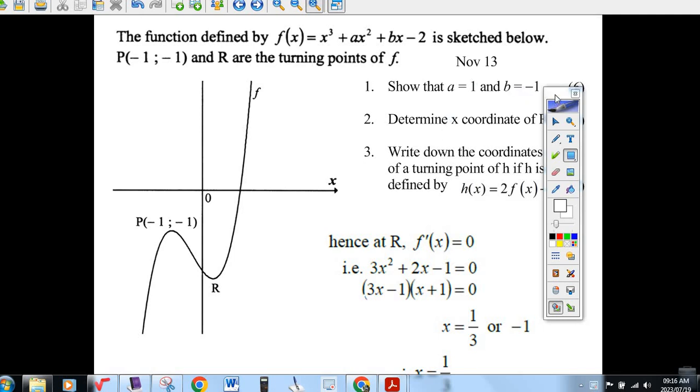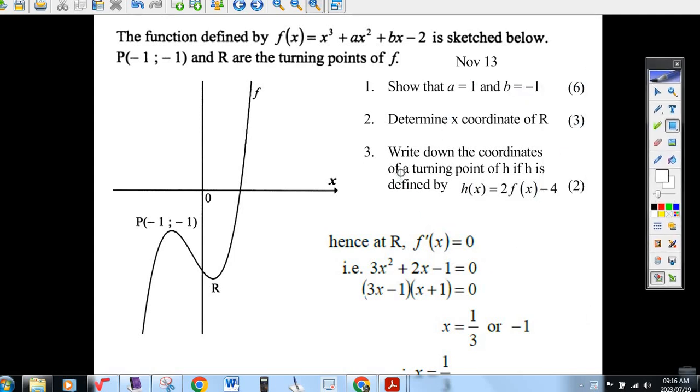Okay, this is the second part of this cubic question here, and it says, determine the x coordinate of r of this cubic equation. Well, we've got one turning point, it's (-1, -1). We're going to have to find out what the x coordinate is right here.